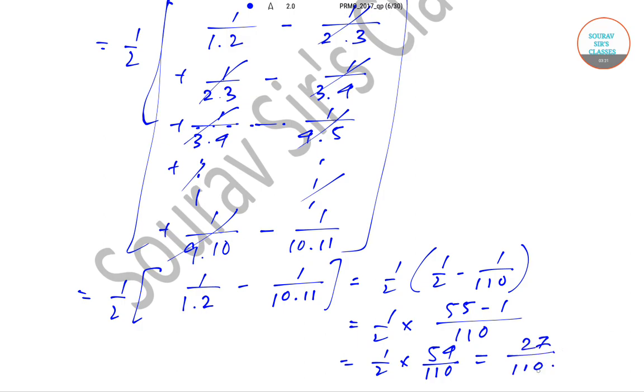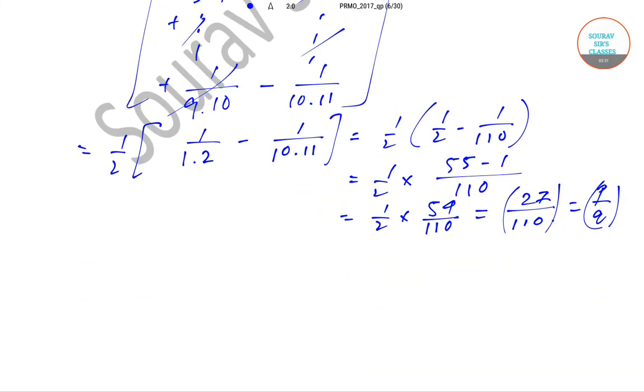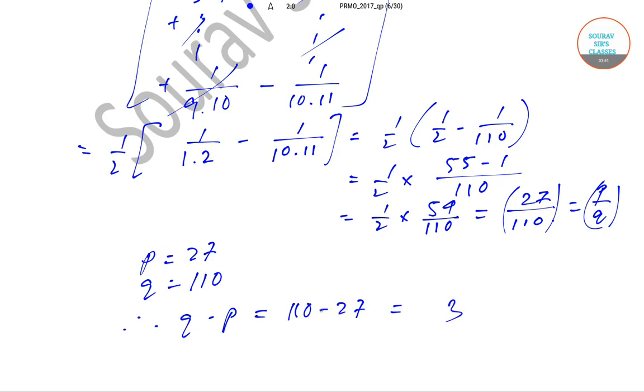And as you can see, there are no common divisors between 27 and 110. So this is basically the format that we're looking for, that is p by q. So as you can see over here, in its lowest terms, p is equal to 27 and q is equal to 110. So therefore q minus p will be 110 minus 27, which is 83. So 83 is the answer that we are looking for.